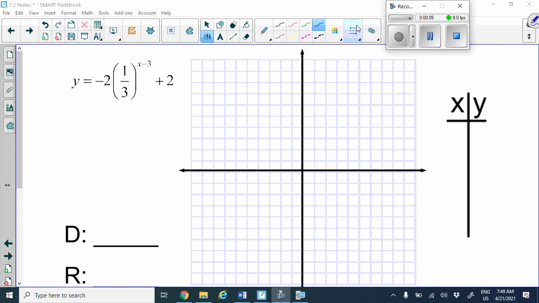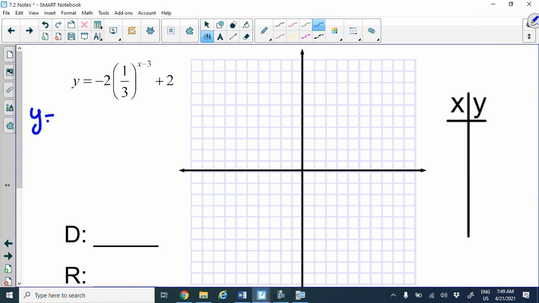Okay, so now if we look at our new function, we have y equals negative 2 times 1/3 to the x minus 3 power plus 2. So here we notice we have our h and k. So remember the general form for our exponential functions: we have a times b to the x minus h plus k. So remember, h we move horizontally and k we move vertically.